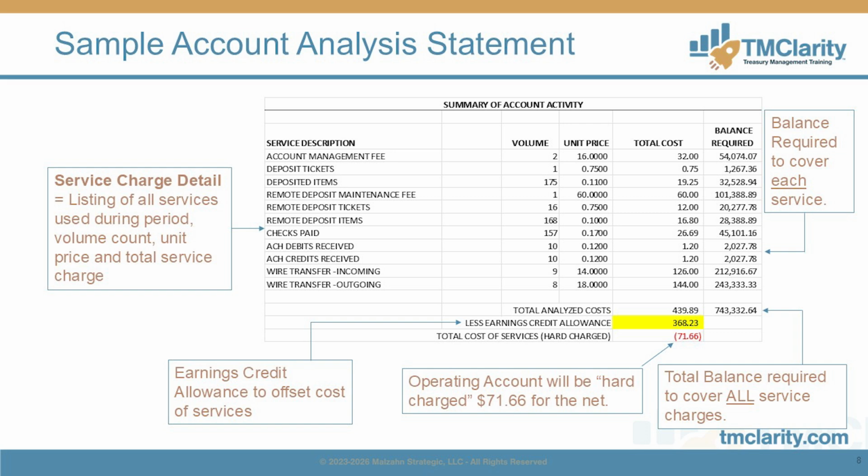In this example, if you notice from before, the earnings credit allowance of $368 is all they had. So they have a shortfall of $71.66. That is the hard charge to your business customer operating account, and that actually should flow to your general ledger fee income. So the main thing I want you to remember from the account analysis is that your analyzed fees were $439. But your customer paid 368 of those with balances. That's where the core deposits take in. And then the $71 was what was hard charged to their checking account.